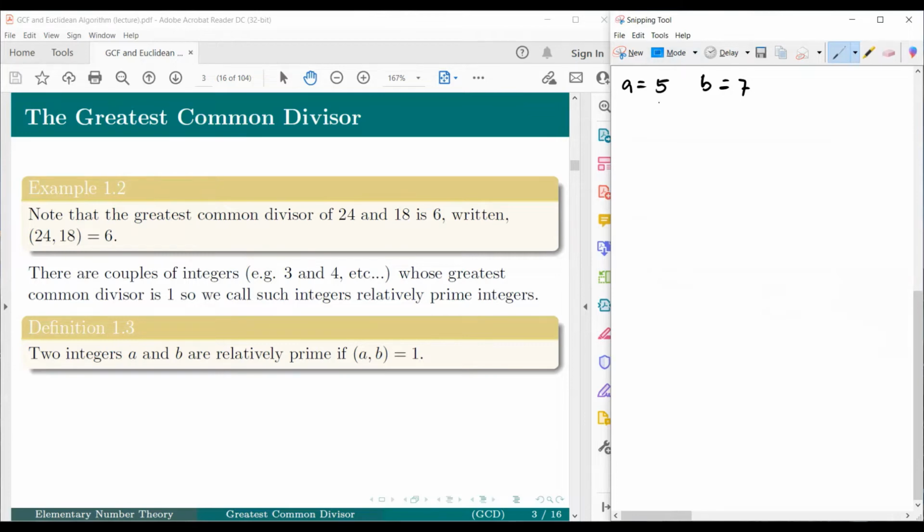So let me write it here. We have 1 and 5. Here, the divisors 1 and 7. Therefore, the greatest common divisor is 1. So the GCD of 5 and 7 is 1. Hence, we can say that 5 and 7 are relatively prime.